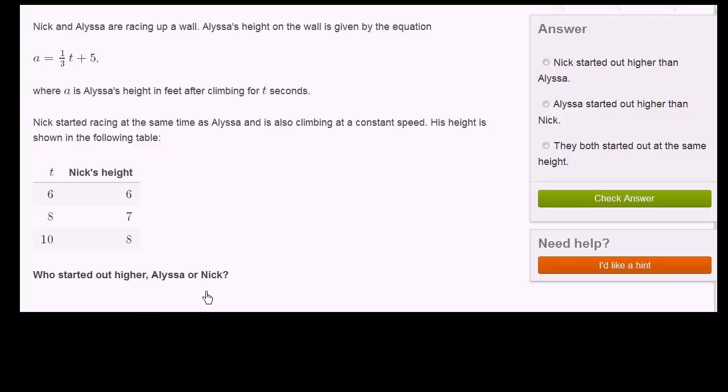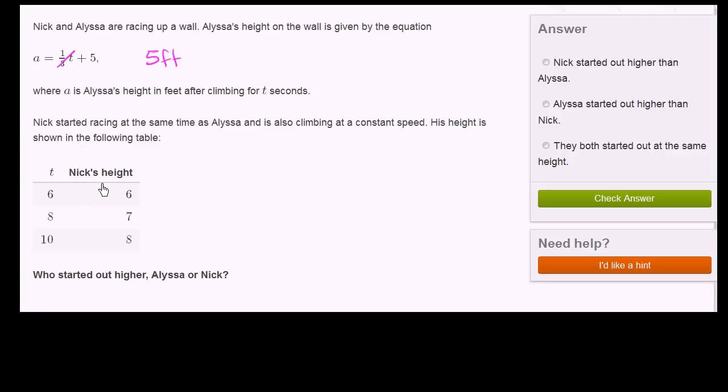To figure out their starting position, we just need to figure out what their height was at time equals 0. That's when this whole race started. For Alyssa, it's pretty straightforward. When time is equal to 0, you have 1/3 times 0 plus 5, which is just 5 feet. So Alyssa's starting position is at 5 feet when time is equal to 0.